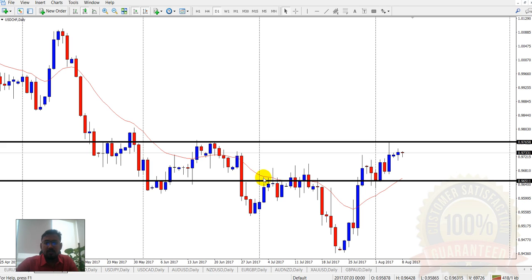USD Swiss franc is kind of a range market at the moment, but for the short term you can probably go short here and wait for the market to reach this level. That's what I can see for USD Swiss franc.